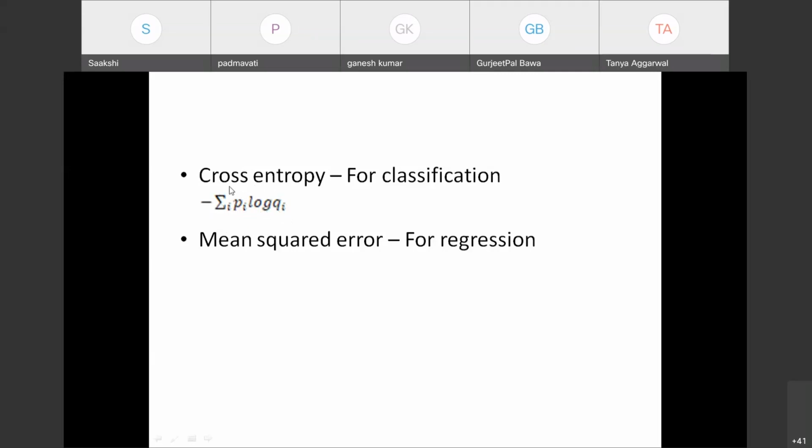And how do I compute the loss? The total loss can be computed by using this formula, that is Pi into log of Qi, and I sum over n number of classes that I want to categorize. I take that sum and it will give me the total loss for the given problem. This cross entropy I use in the case of classification problems.